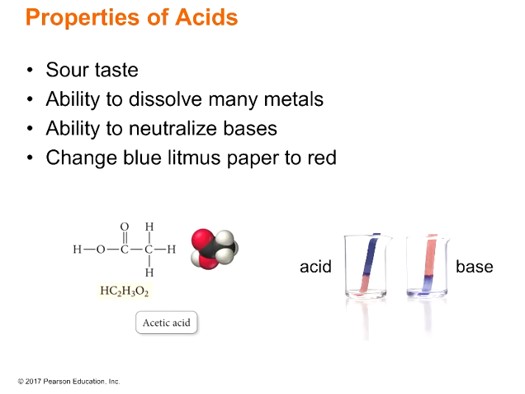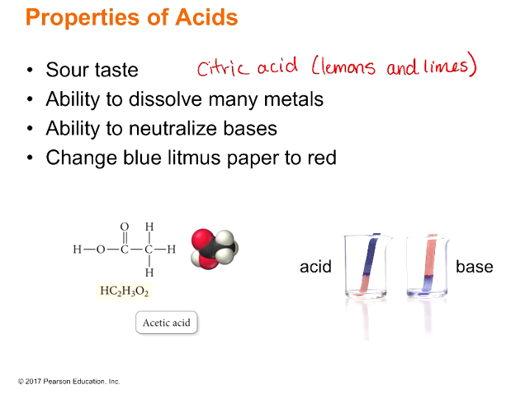So let's talk about some properties of acids. Acids typically have a sour taste, so one common example is citric acid, which is in lemons and limes, and other fruits as well. Acids also can dissolve many metals, they can neutralize bases, and they change blue litmus paper to red.